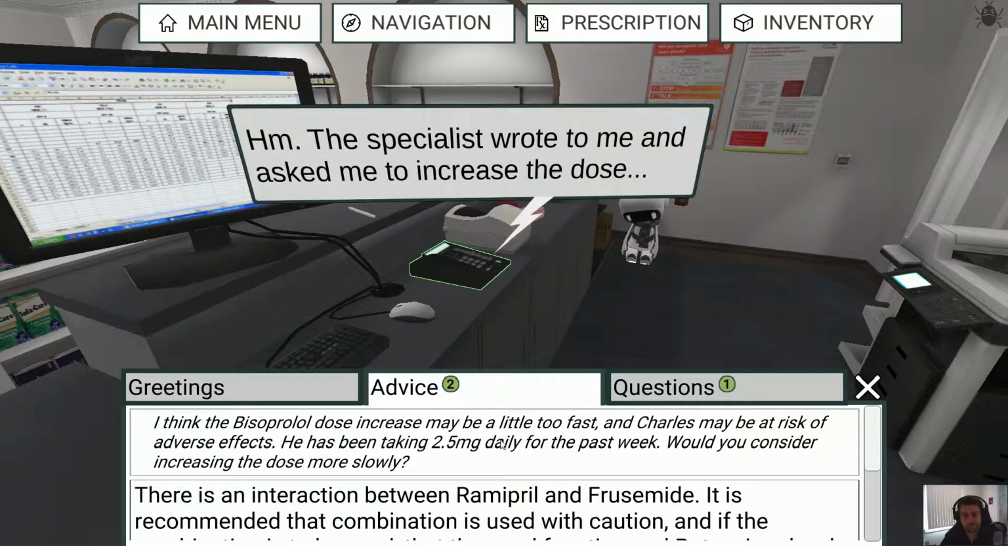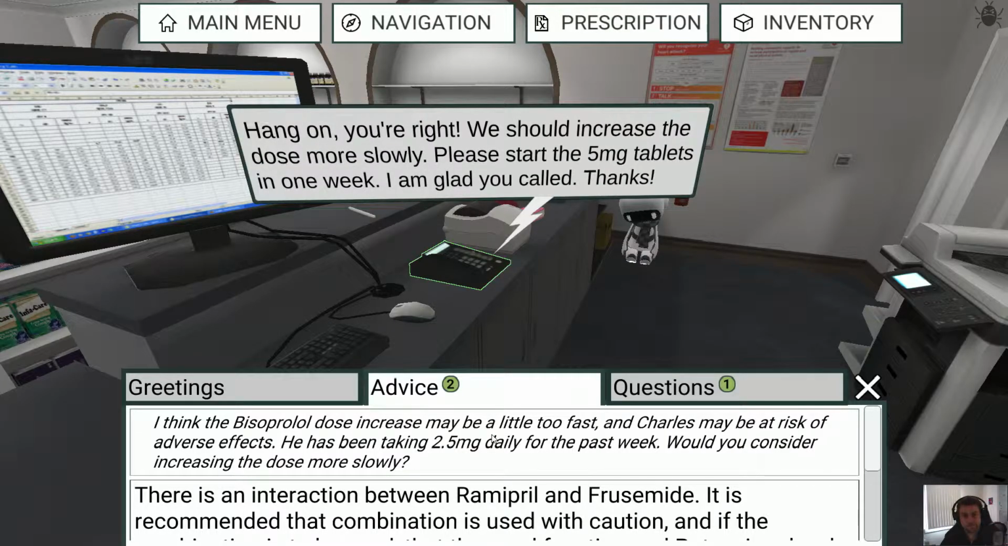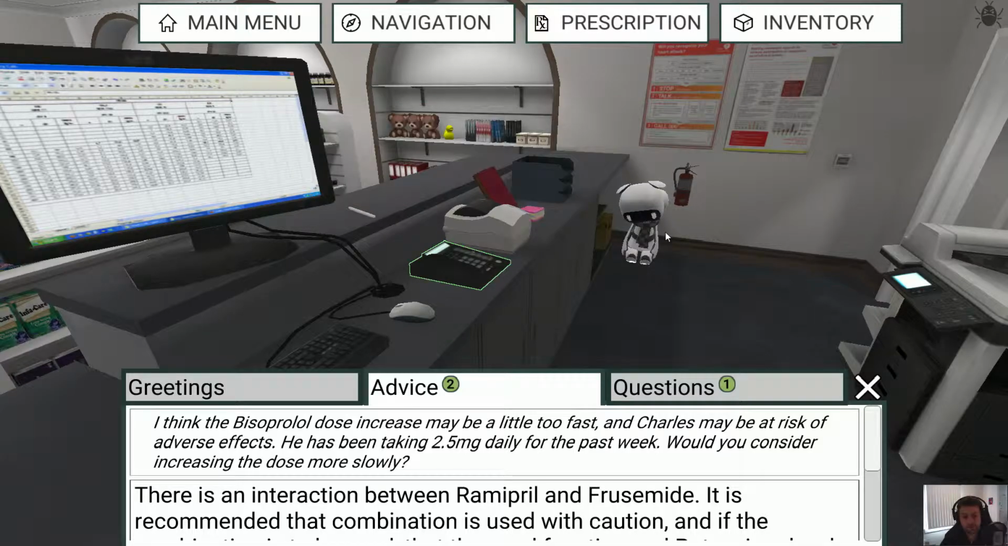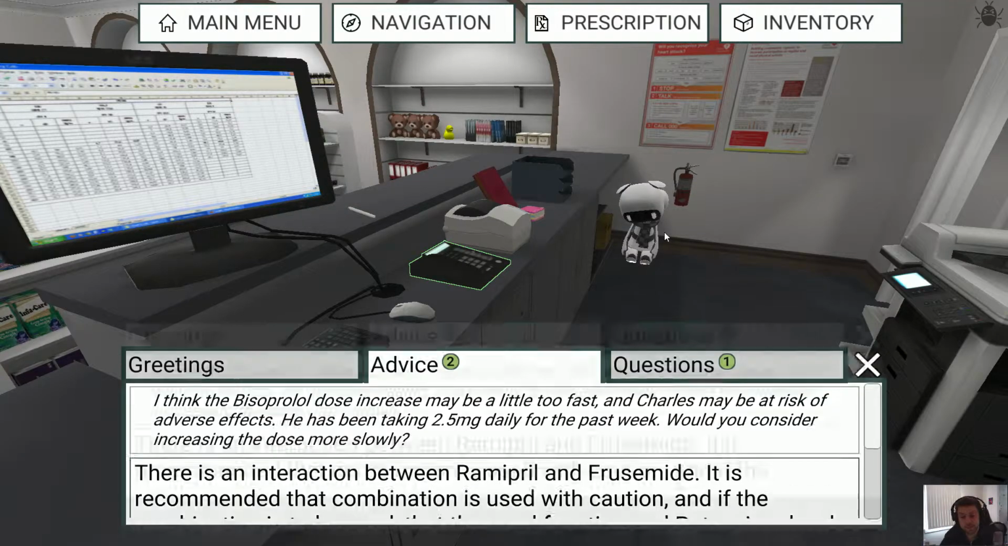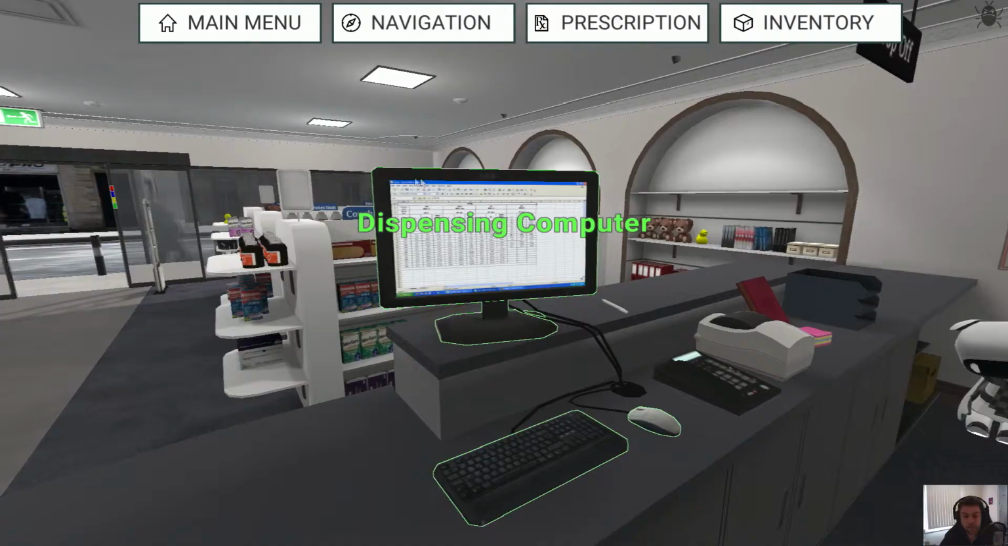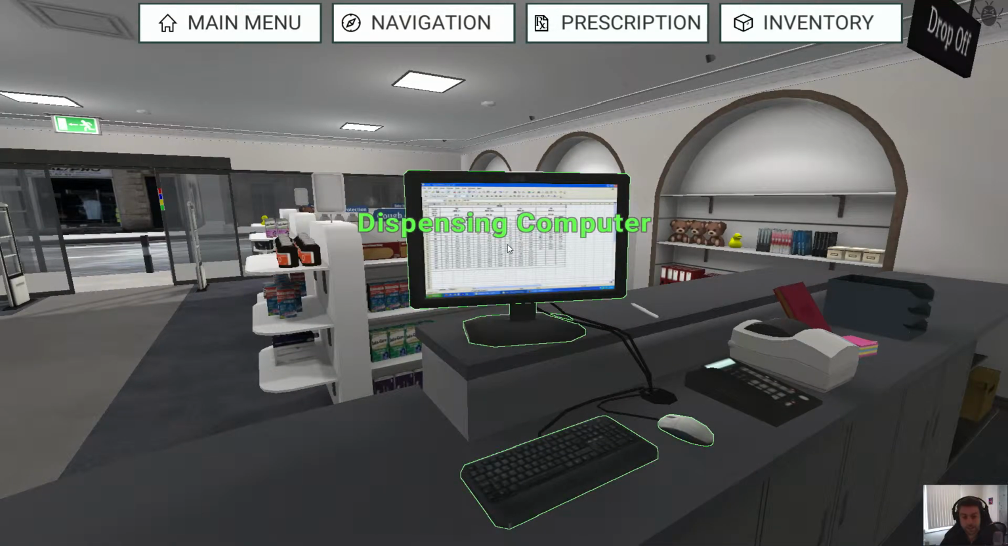The specialist wrote to me and asked me to increase the dose. Hang on, you're right. We should increase the dose more slowly. Please start the 5 milligram tablets in 1 week. I am glad you called. Thanks. We have a plan of attack. The dose increase is definitely faster than was intended if he was to start those medications today. He still has a supply of his 2.5 milligram pills at home, so he can keep taking those for a little while longer, then start on the 5 milligram.